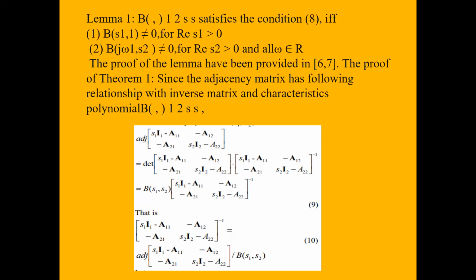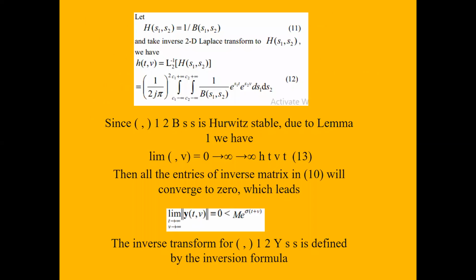The proof of the lemma has been provided in equations 6 to 7. The proof of theorem 1. Since the adjacency matrix has the following relationship with the inverse matrix and characteristic polynomial, here we can see all the matrix calculations which are taking place. And finally, after computing the adjugate values, we get equation 10.